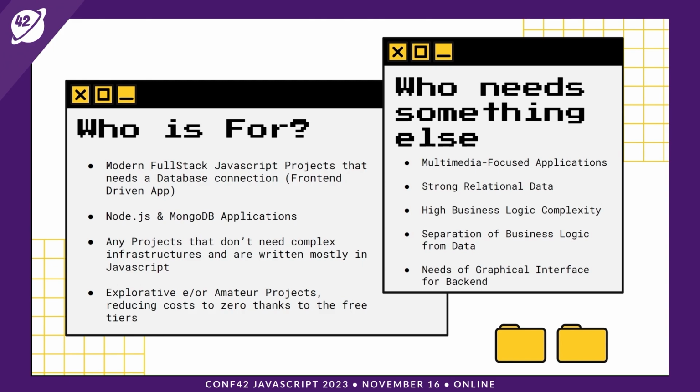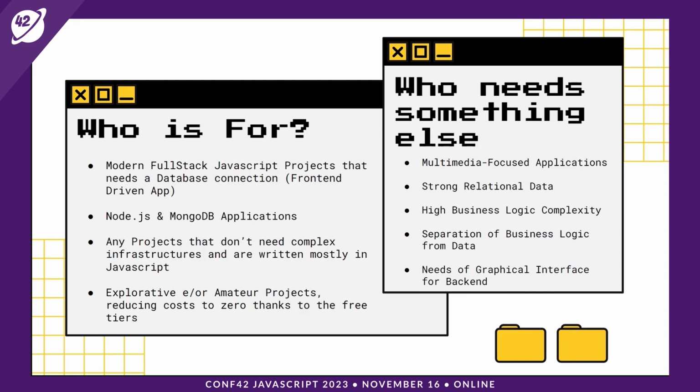In any project that is written mostly in JavaScript, you don't need complex infrastructure. In an explorative or amateur project, crudit can really reduce the cost to zero, because in an explorative or amateur project, you can stay inside the free tier of many services where crudit can run.